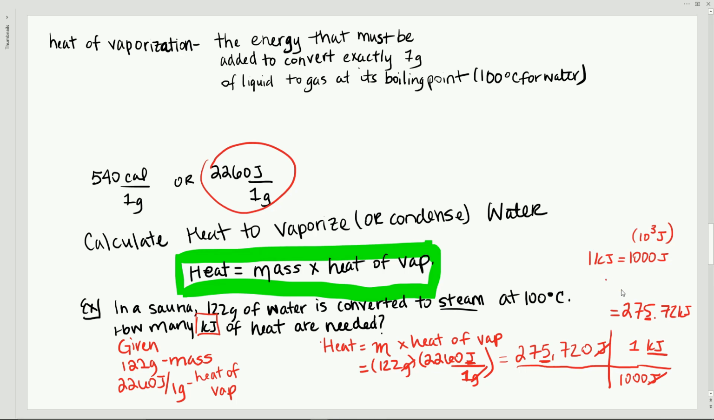So after rounding our answer, we look at our last sig fig and look at the number directly to the right and decide if we need to round up or down. So we need to round up since the next number is a 7. So we get 276 kilojoules as our final answer.